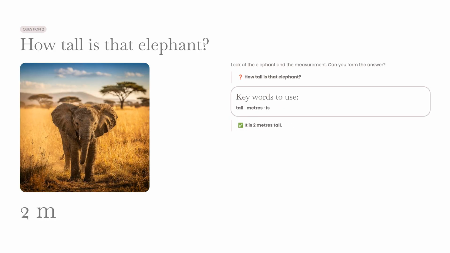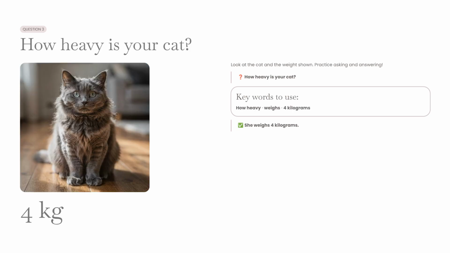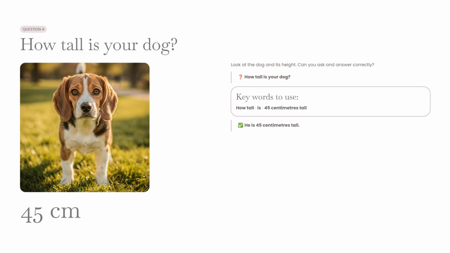Question 2. How tall is that elephant? It is 2 meters tall. Excellent. Question 3. How heavy is your cat? She weighs 4 kilograms. Well done. Question 4. How tall is your dog?